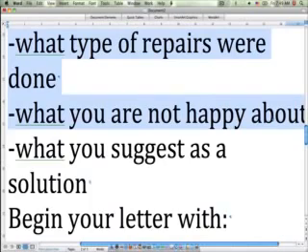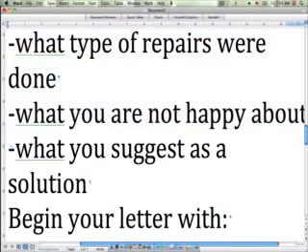So in the second paragraph, you'll see today that we'll talk about the situation, and we'll mention the repairs that we're not pleased with, and then we're going to mention just our feeling about this, that we feel that the service was not as good as we were expecting. The third and final paragraph section of our letter is going to suggest a solution, which will cover the third part of our question here, which says what you suggest as a solution.